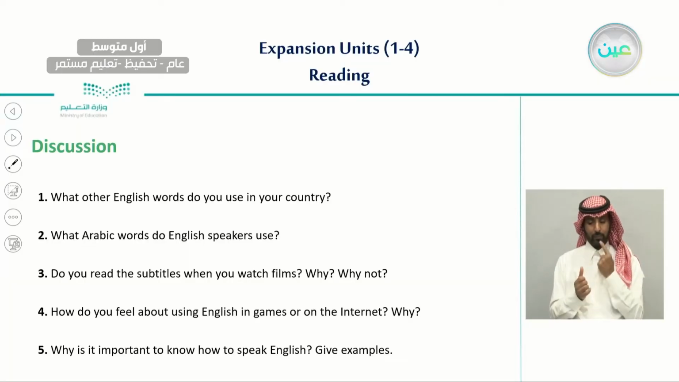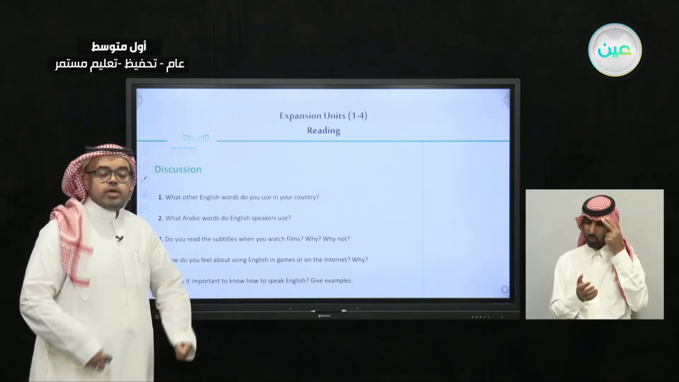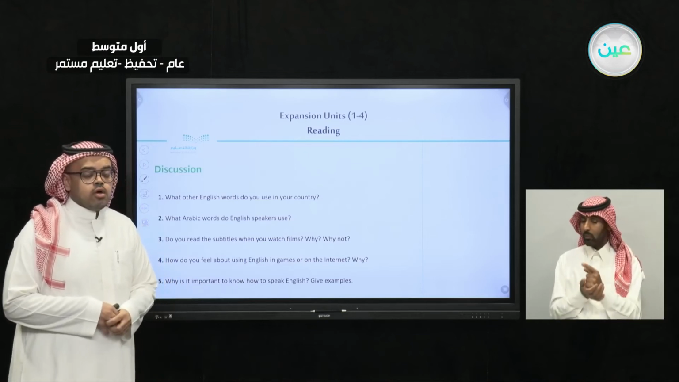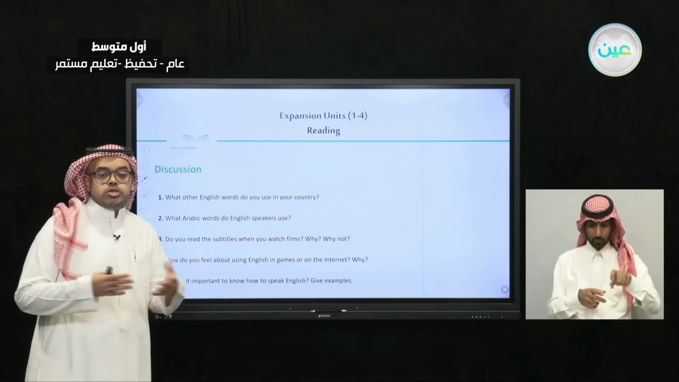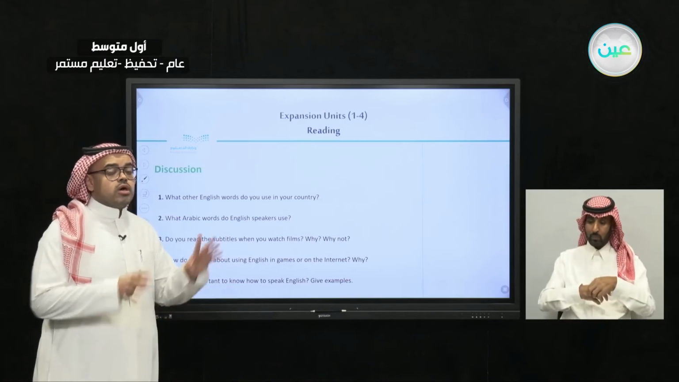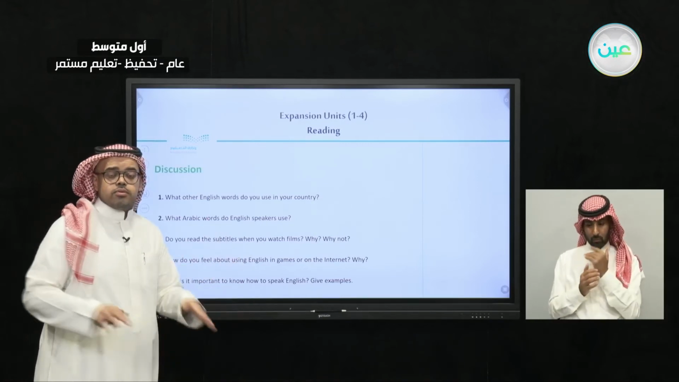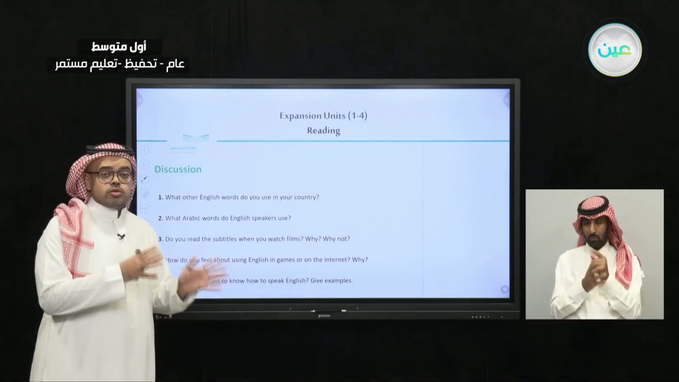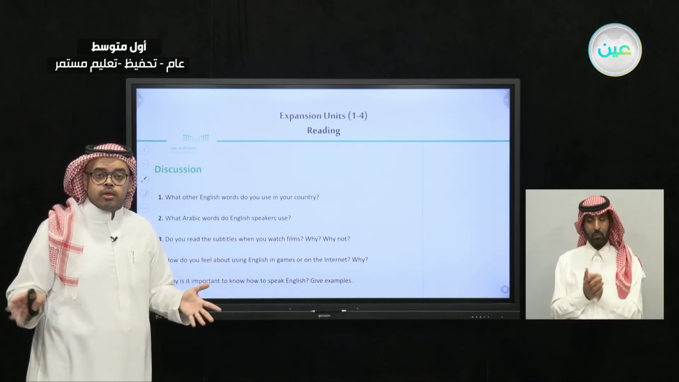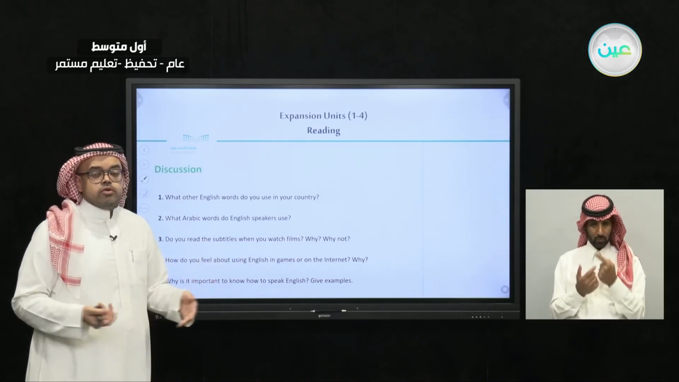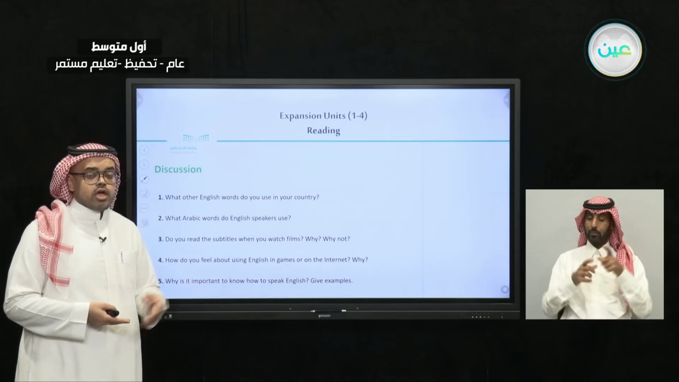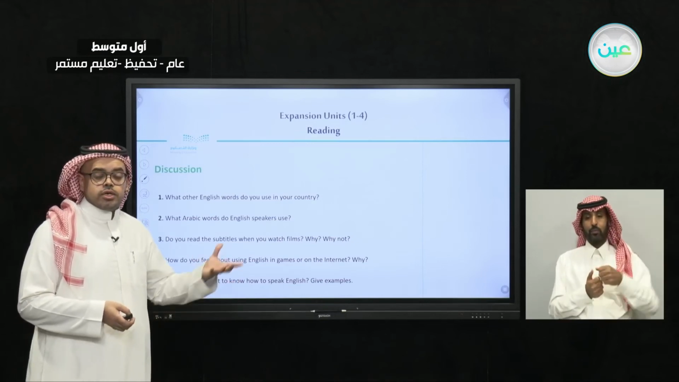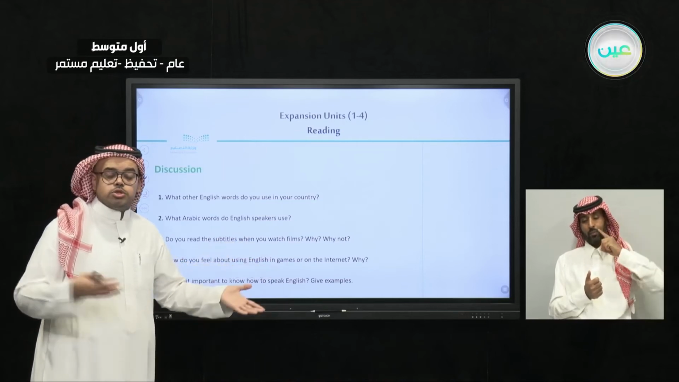For example, the first one, what other English words do you use in your country? Based on the text, we have agreed that we use words like, for example, mouse, t-shirt, jeans. So these words are English words, and also we use them in Arabic. So can you think of other English words that we use both in English and Arabic? For example, if we talk about food, we have the word ketchup. This is a tomato sauce that we all use in English and in Arabic.